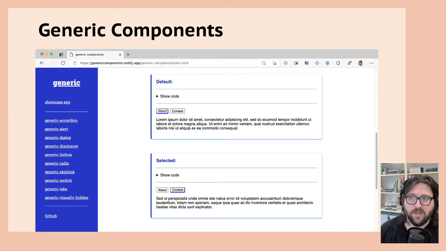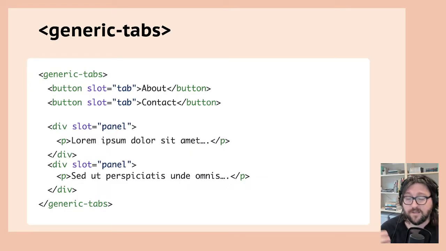This is a library called Generic Components by Pascal Schilp. Sorry, I hope I said that right. It's basically a bunch of components that are coded to the WAI-ARIA Authoring Practices specification. And so it looks a little bit like this. If you want to use generic tabs, you add some buttons for the tabs, and then you have some panels, and that slot attribute is saying put it in the panel section, put it in the panel section, put it in the slot section. You can have as many slots as you want.